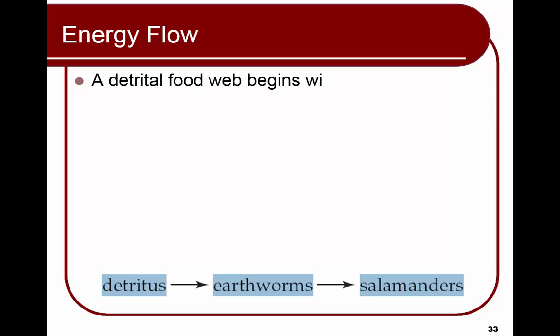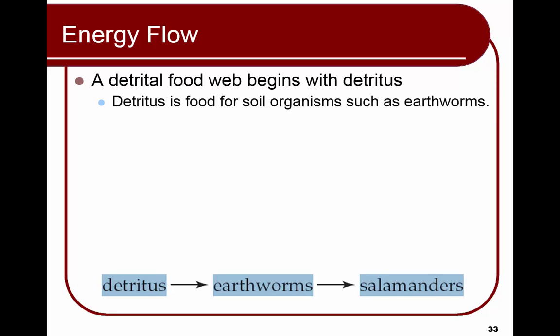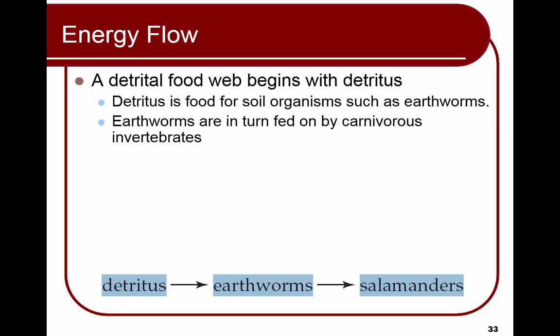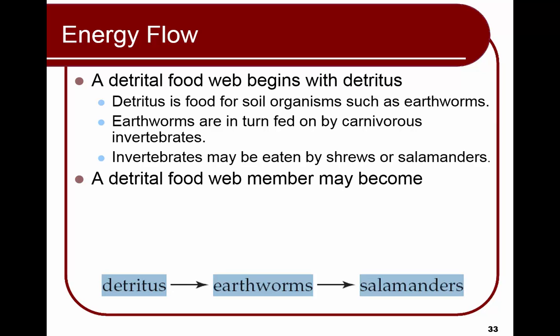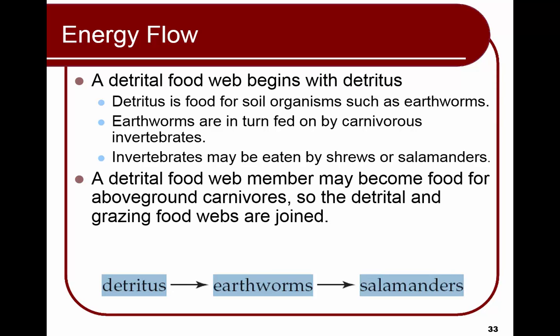Now, a detrital food web begins with detritus, and that is the food for soil organisms like earthworms. And the earthworms then get eaten by carnivorous invertebrates. And then those invertebrates can be eaten by shrews or salamanders. And then, as we said a while ago, it can become food for above-ground carnivores. And that's why the detrital food web and the grazing food web are joined, from detritus to earthworms to salamanders. That's an example of a detrital food web.